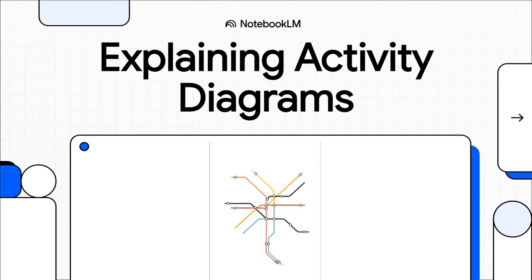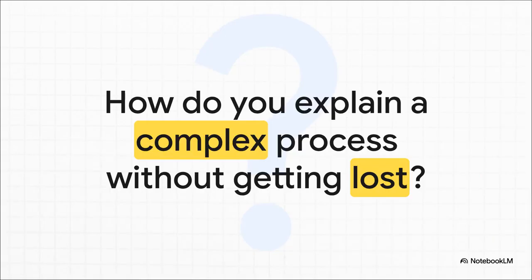All right, let's dive into something that can seriously clear up confusion. UML activity diagrams. Ever tried to explain a complex workflow and just tied yourself in knots? Yeah, this one's for you. You know the feeling, right? You're trying to walk someone through a process at work, and you can just see their eyes start to glaze over. It's really hard to keep all the steps straight in your head, let alone explain them to somebody else.